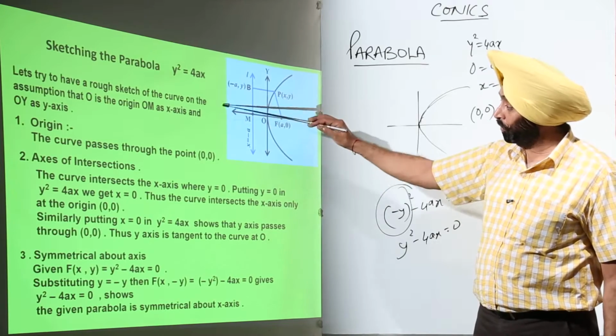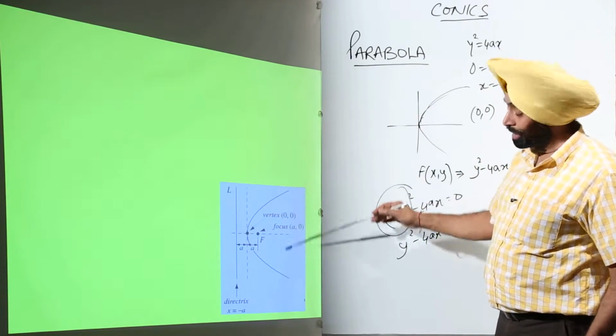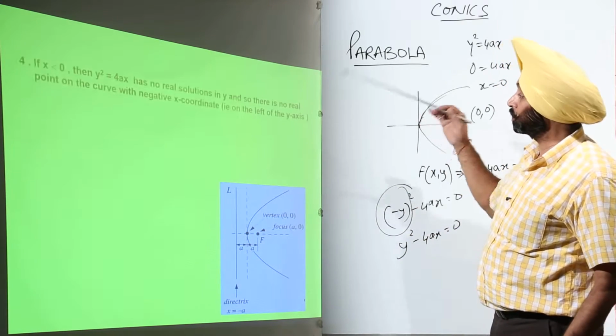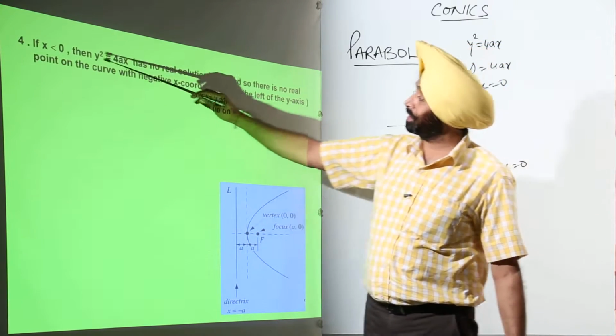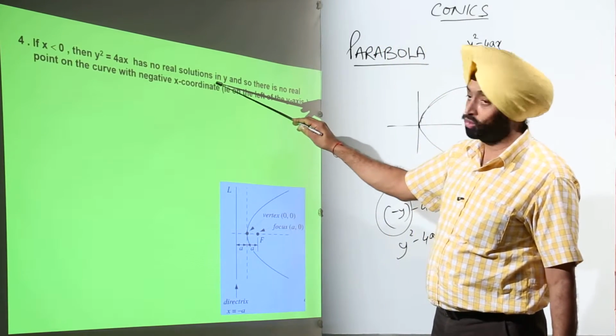Okay, so first point, second point, third point. Now next we again have the same figure here. Now the fourth point is: if x is less than 0, then y square is equal to 4ax has no real solution.